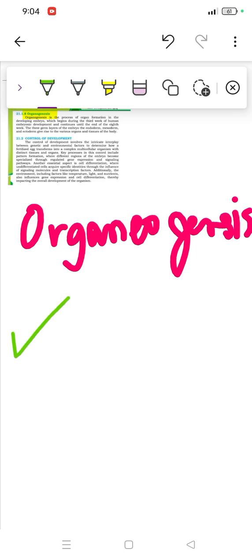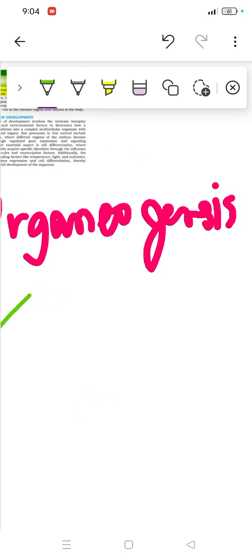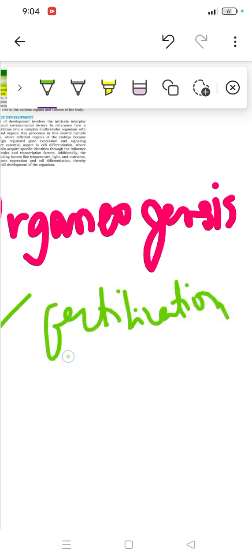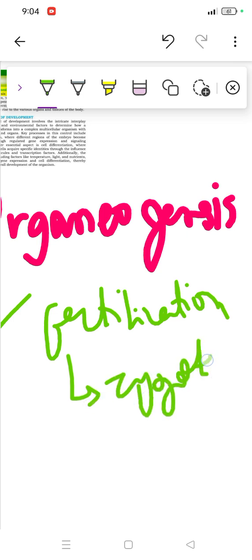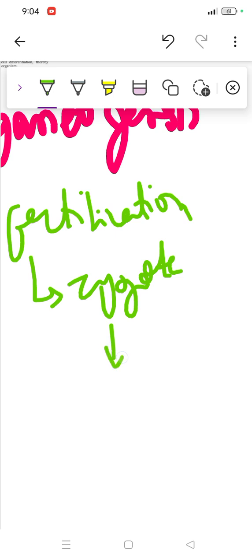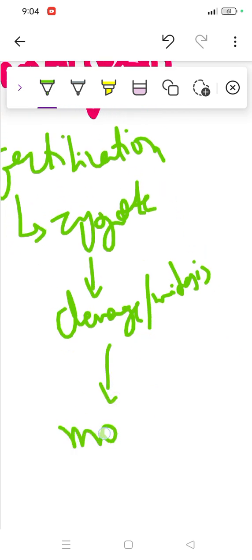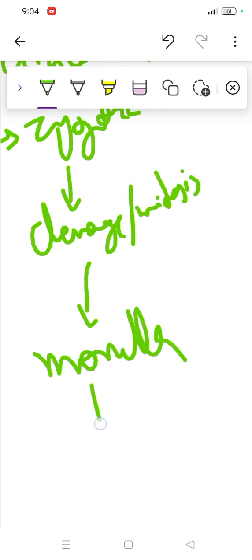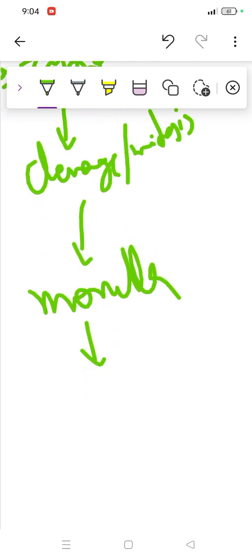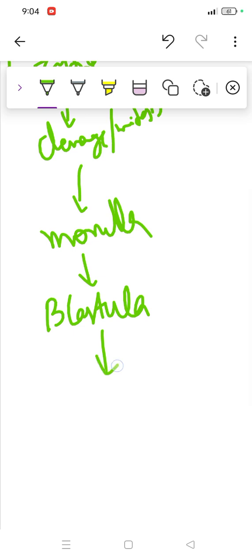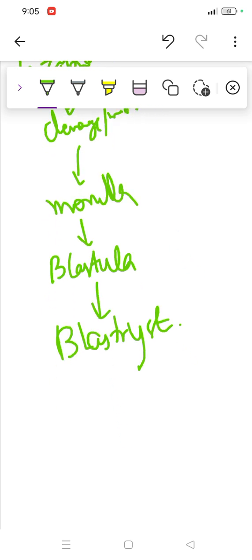But still, I'll write fertilization. Then comes the second part, which is about the zygote. This is also called the fertilized egg. Then comes the cleavage mitosis process. After cleavage mitosis we'll see the morula, which forms when about 60 cells combine. After the morula we have the blastula structure, which is also like the blastocyst. Then we have implantation.